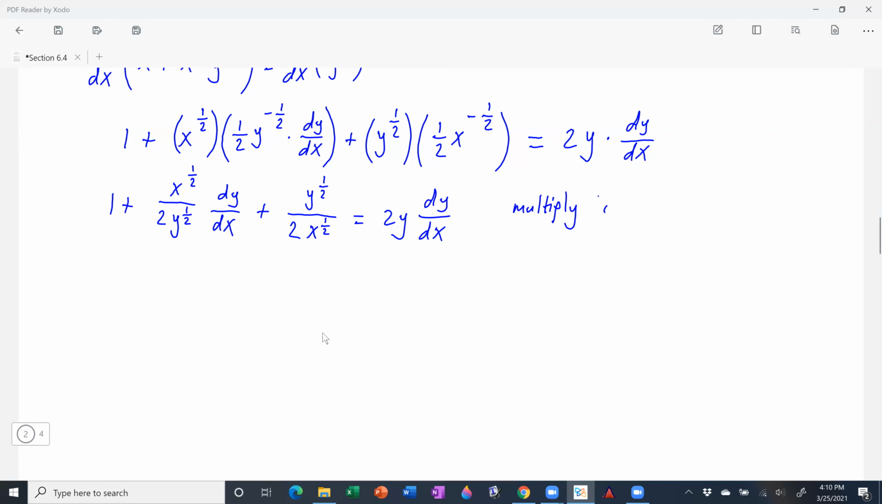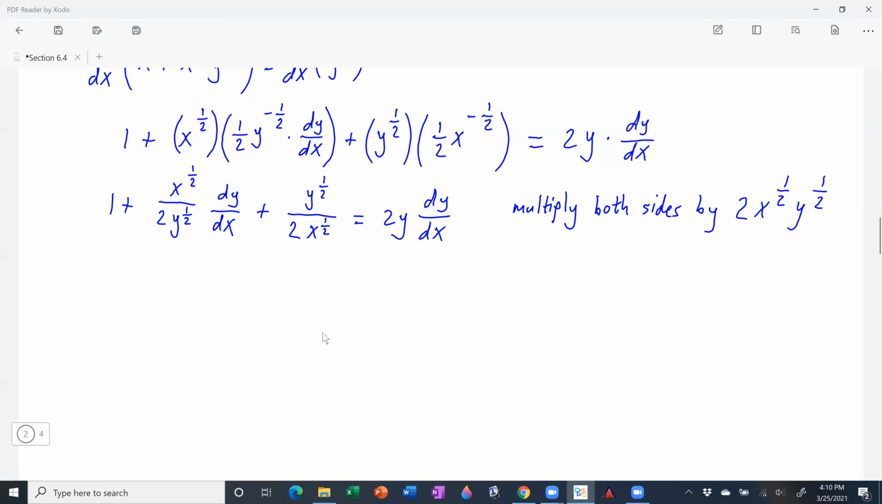Multiply both sides by the common denominator of the fractions. And I'm not talking about the dy/dx things. I'm talking about the other parts, the 2y to the 1/2 and the 2x to the 1/2. So the common denominator with both of those, they both have a 2. And I need an x to the 1/2 and I need a y to the 1/2.